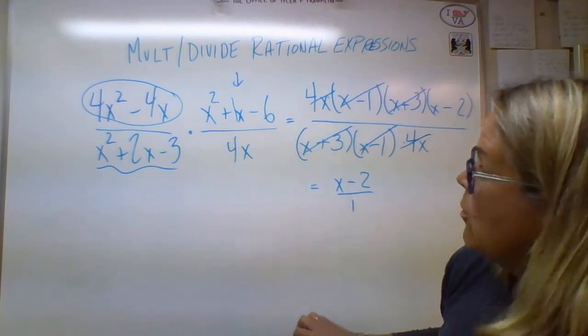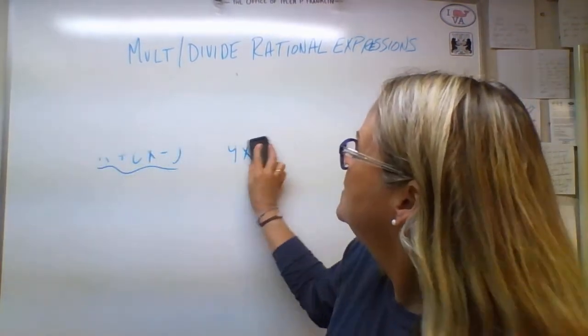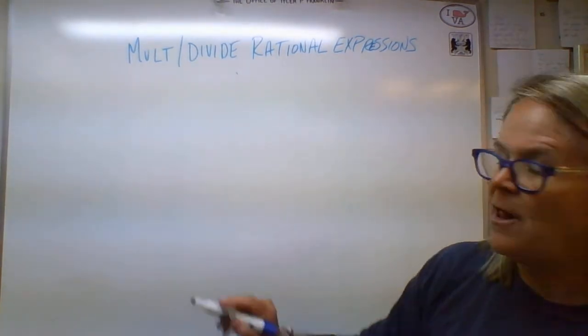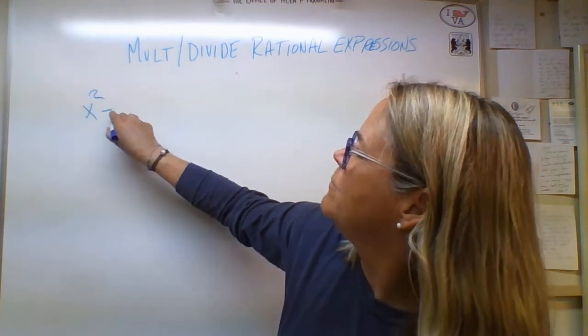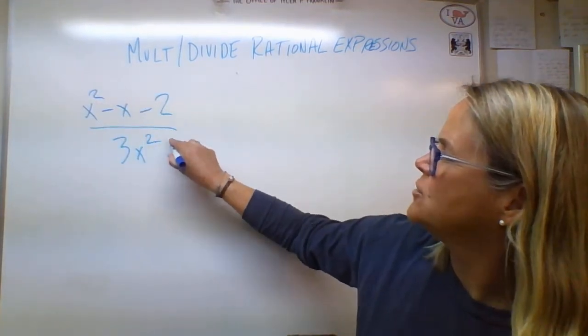Okay? So I'm going to do a couple more just to give you an idea. Just think you're never multiplying. So x squared minus x minus 2 over 3x squared.